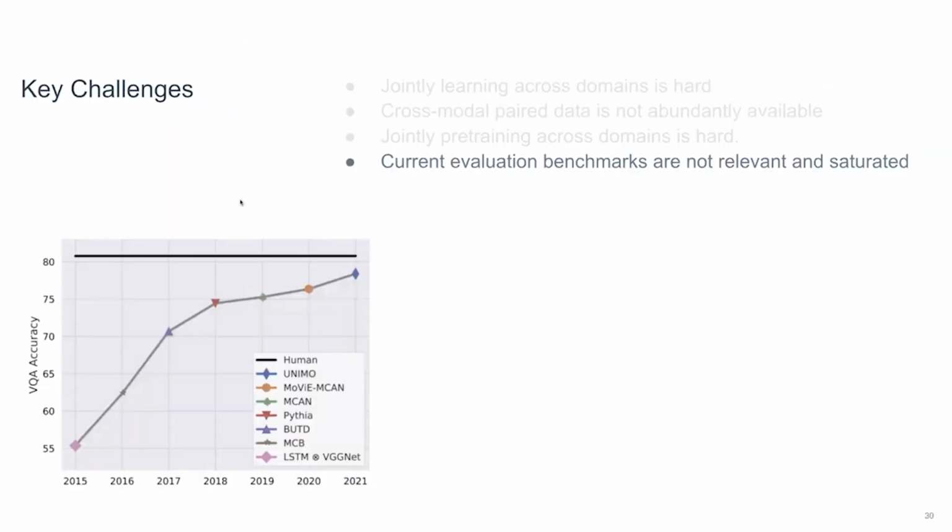The next key challenge that we usually see is that the current evaluation benchmarks are not relevant and saturated. The problem is that once you create these models, they are already very good, so the already existing benchmarks just saturate or are very close to human accuracy. This chart is for the VQA v2 dataset. Over time, since it was introduced in 2015, the performance is almost saturated and close to human performance, and the models are not achieving much.